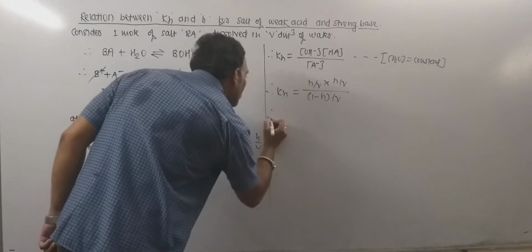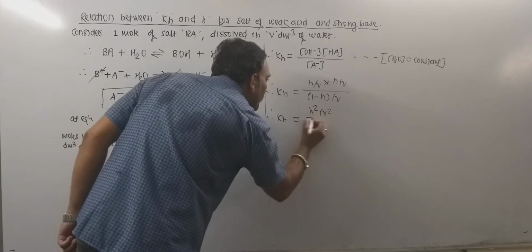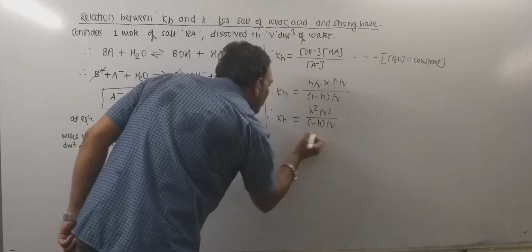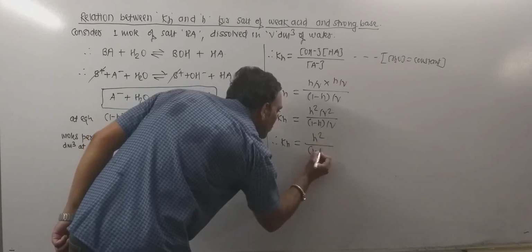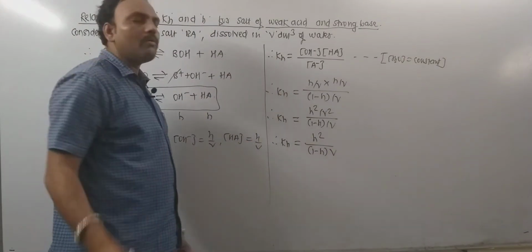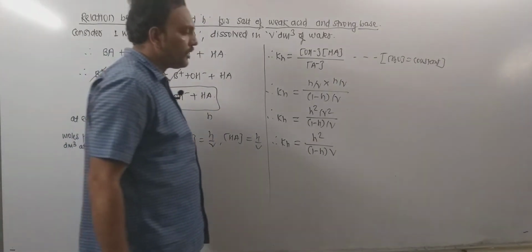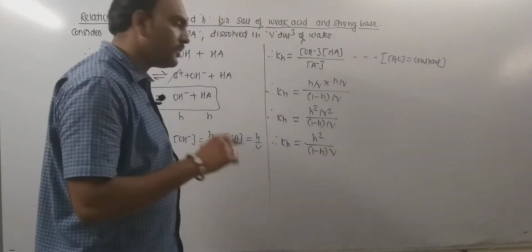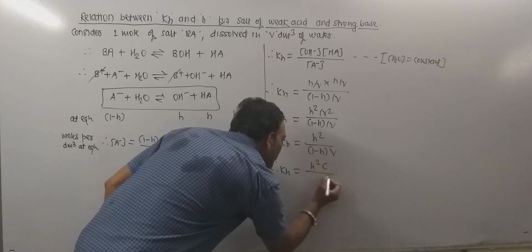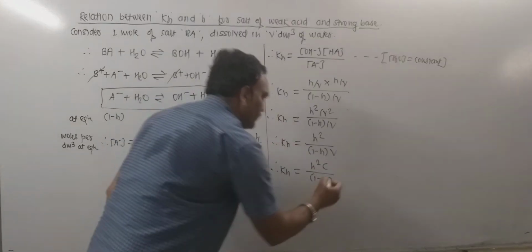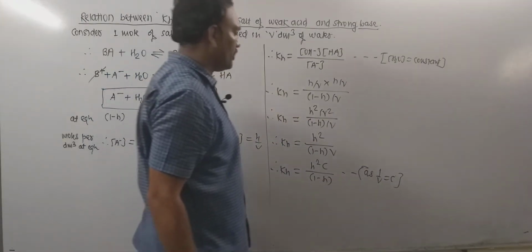Now this can further be given as Kh equals h square by V square upon (1 minus h) upon V. Further, this can be given as Kh equals h square upon (1 minus h) into V. We have taken 1 mole of salt dissolved in V liter of water, thus 1 by V gives the concentration of the solution. Thus Kh equals h square C upon (1 minus h), as 1 by V is equal to C, the concentration of the solution.